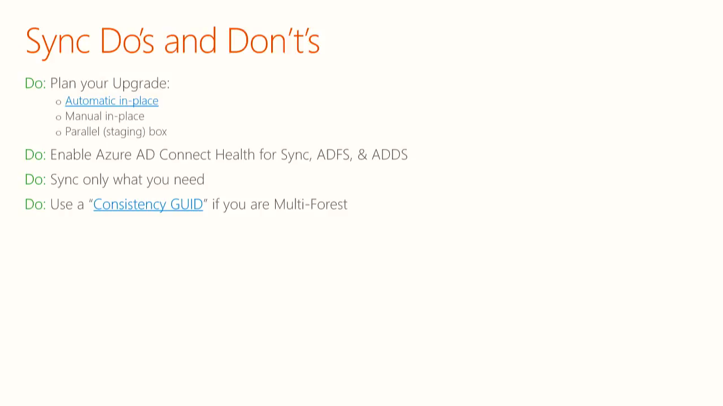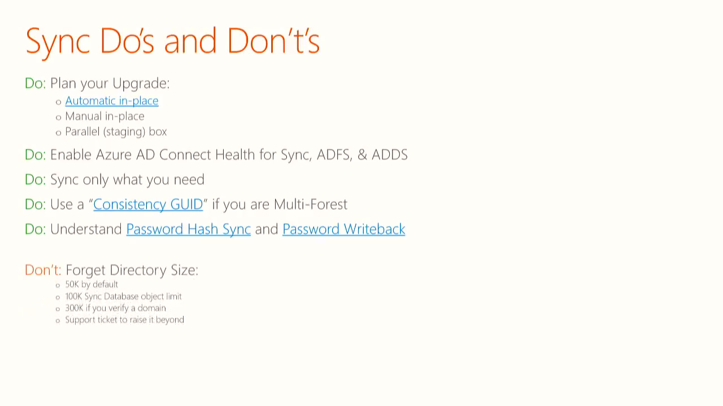The concept of a consistency GUID kicks in if you're dealing with multi-forest scenarios. I'll go into that in a minute, but that's an important consideration, especially if user accounts are going to move between forests. Understand password hash sync and password write back and the requirements for that. Again, it comes down to doing the network requirements just for AD Connect itself, and around the directory size.